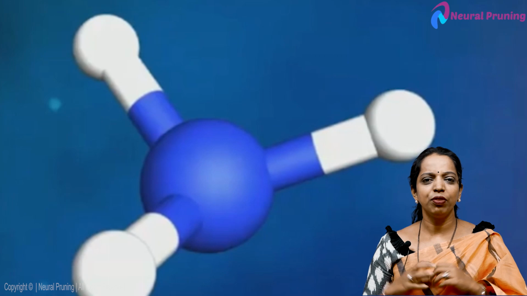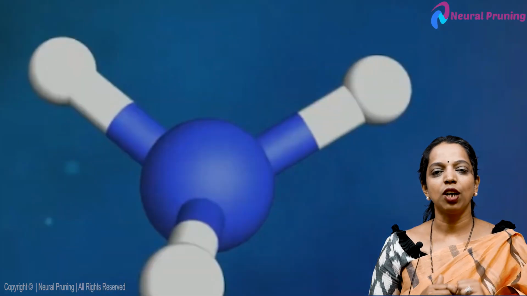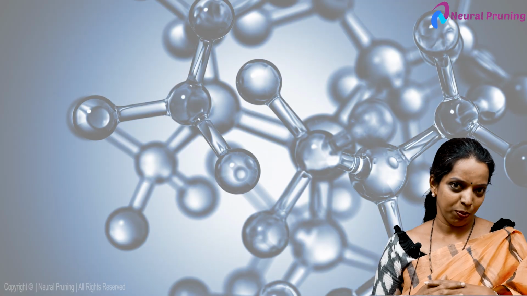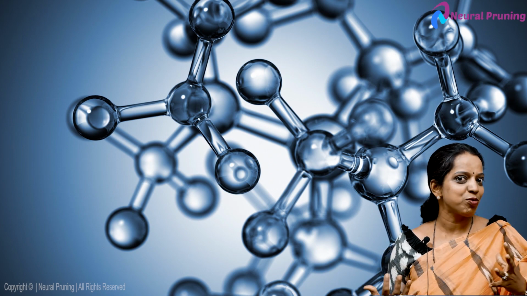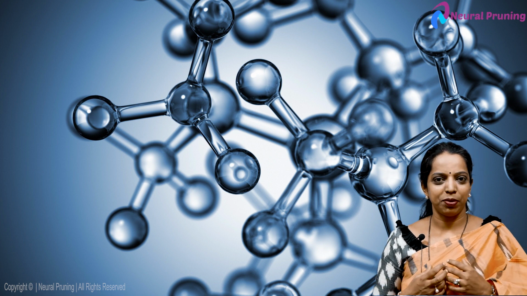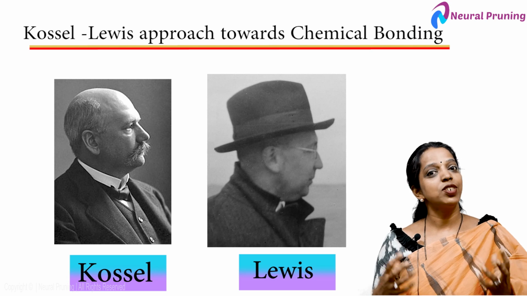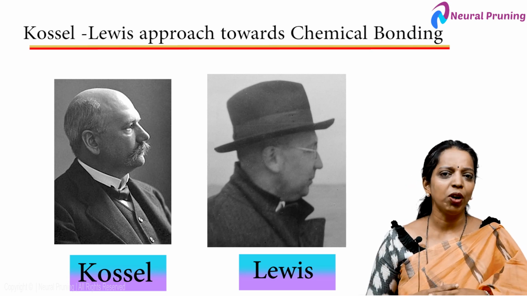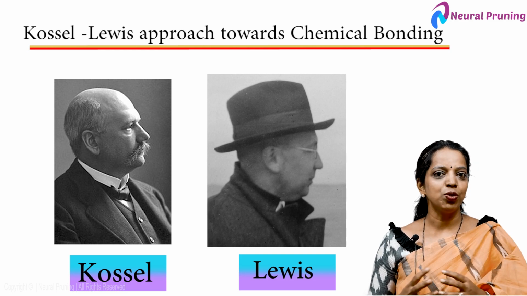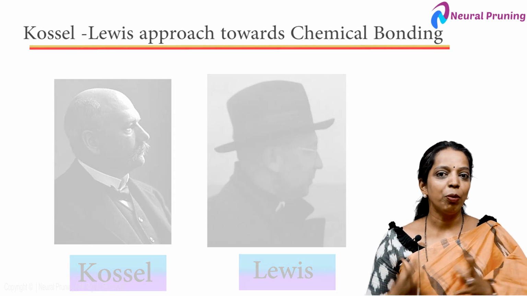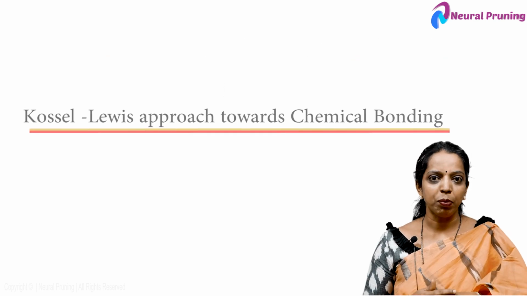In this chapter, we will be learning new terminology related to covalent compounds as well as ionic compounds. A quick introduction about this chapter. What are the different concepts we are going to learn in this chapter? The first concept of this chapter is the Kossel-Lewis approach towards chemical bonding. What exactly have they done? Kossel and Lewis approached the formation of both ionic compounds as well as covalent compounds.